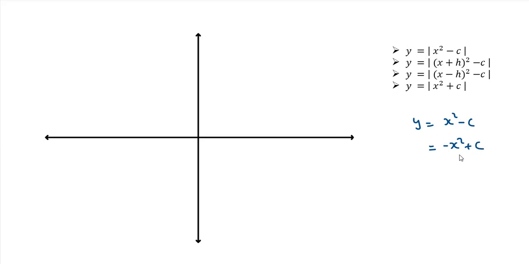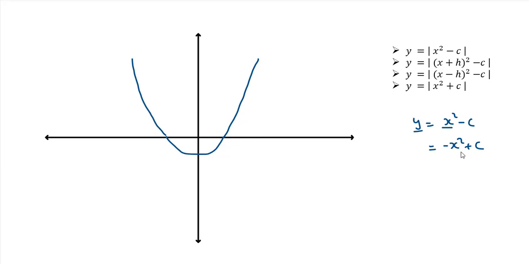Let us plot these graphs one by one. y is equal to x square minus c, so it is symmetric about the y-axis. It is opening along the positive direction of y-axis and shifted c units downward. So it will look like this. This will be your graph for y equal to x square minus c.